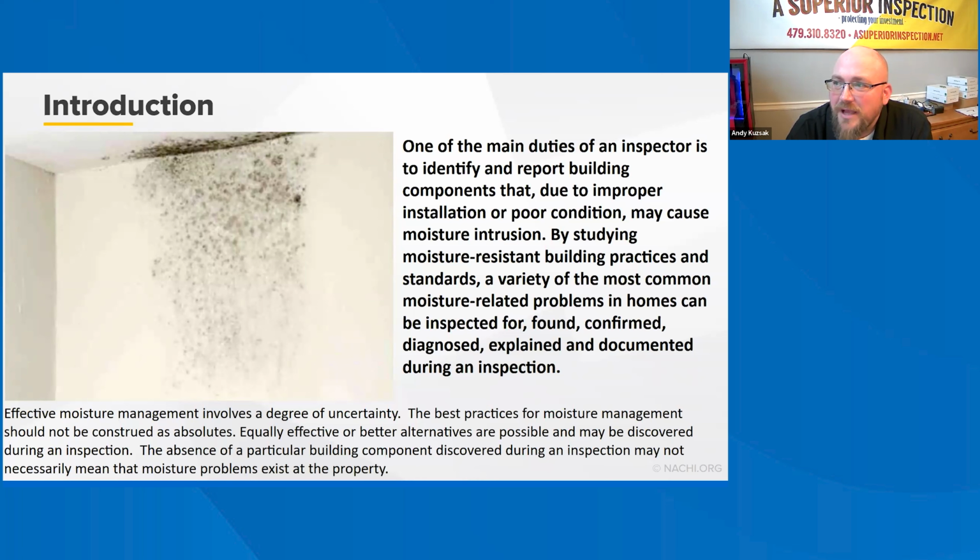Effective moisture control relies on scientific principles and practical implementation by builders. Property inspectors need to understand moisture control in relation to building standards and practices. This course combines common building standards with property inspection practices.